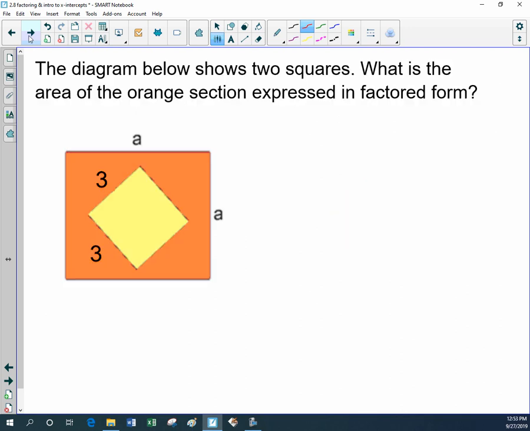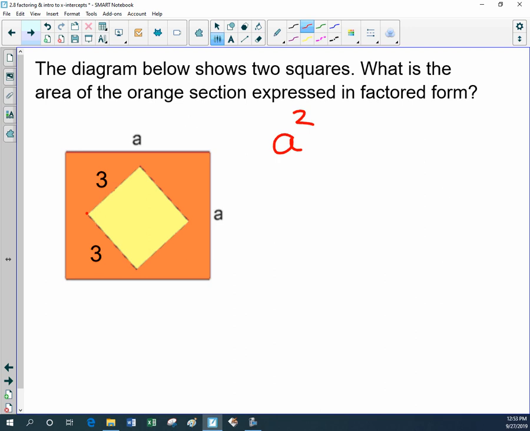Okay. All right, then the last problem. So we're trying to find the area of the orange part of the square. So to find the area of the orange part, we need to first find the area of the big square. So what would the area of the big square be? A squared, a times a, good. Then we would subtract from that the area of the yellow square. So what's the area of the yellow part?